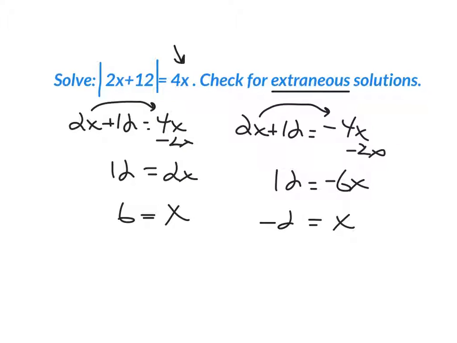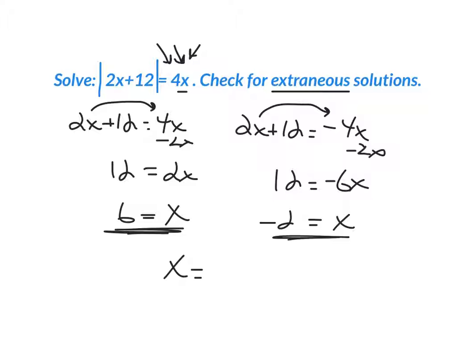Now, before I put these together and say what my final solution is, I must check them. And really, here's all you have to do. All you have to do is take the 6 and plug it in the right-hand side, because remember, absolute value always equals a positive number. And if I plug 6 right there, 4 times 6 is 24. That's positive. That's awesome. It works. What happens if I plug the negative 2 in up here? If I plug negative 2 in up there, 4 times negative 2 is negative 8.